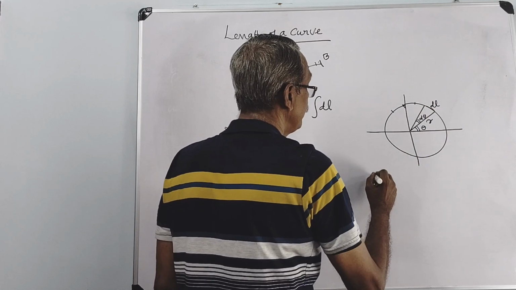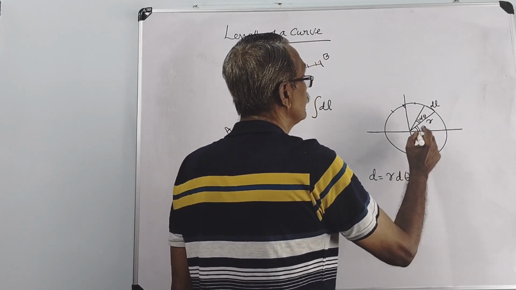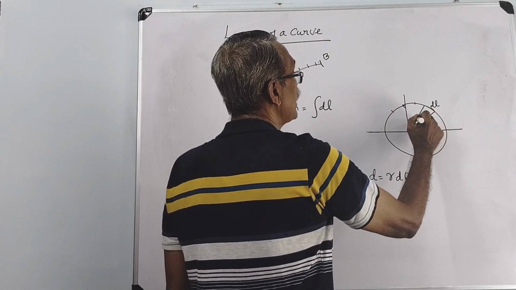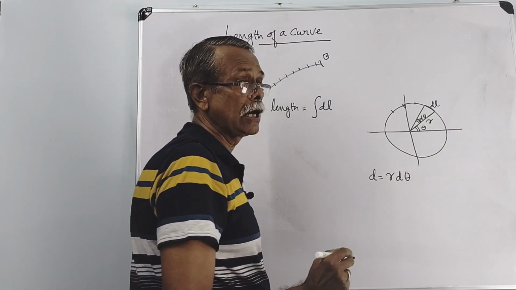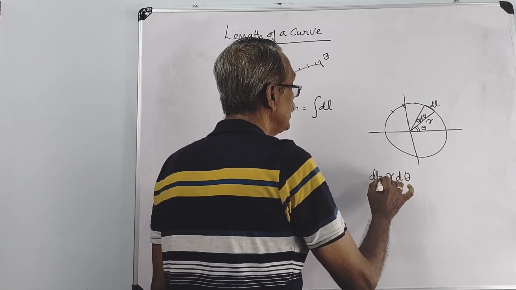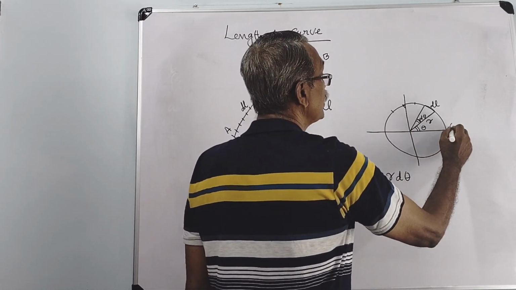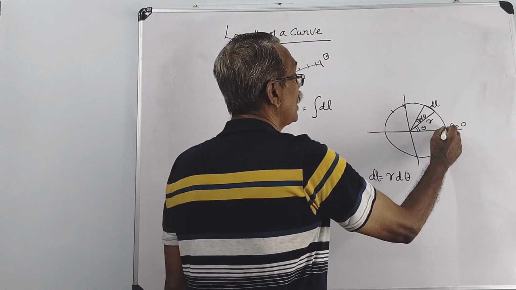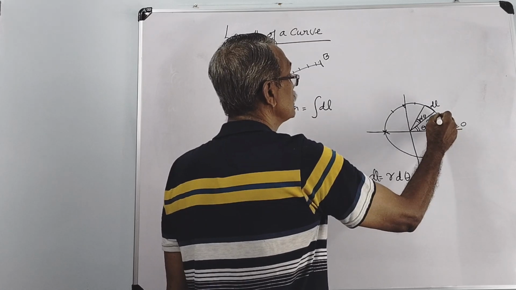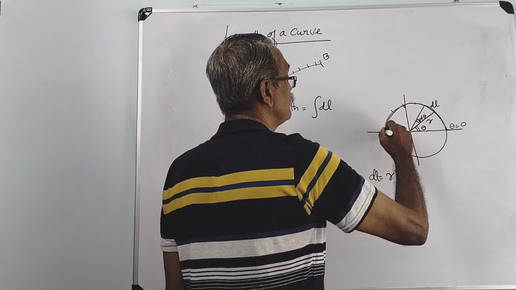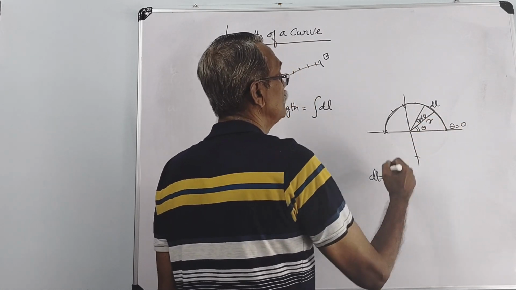And this dl is equal to r d theta. This is the radius r. This is the angle, the relation between the arc radius. It is called the arc radius relation. That dl is equal to r d theta. And theta here, theta is equal to 0. And this radius comes here. I have to take this length, not this length. I want to calculate the length of the semicircle.